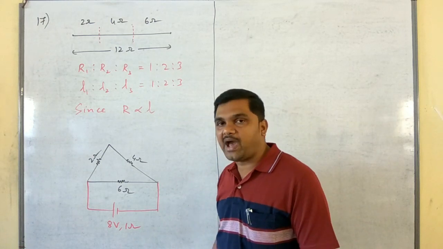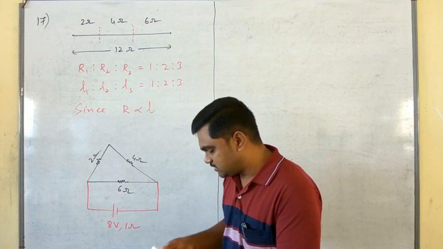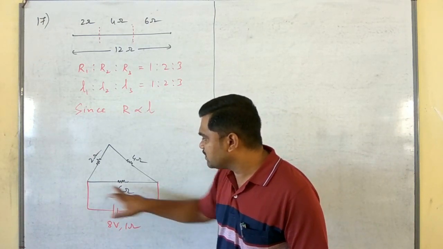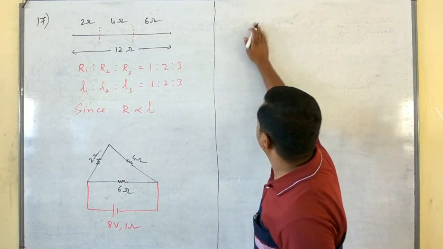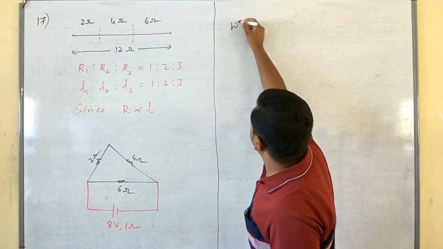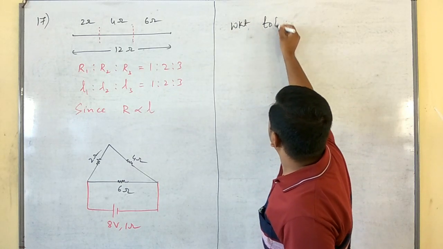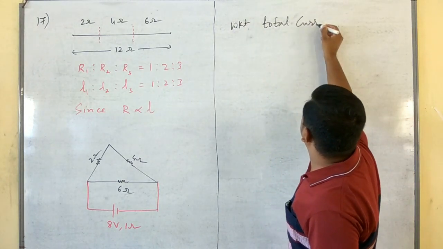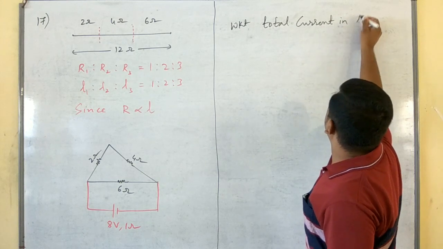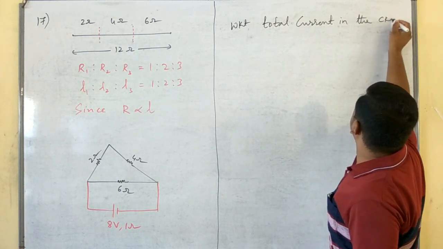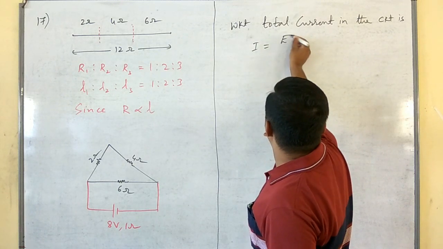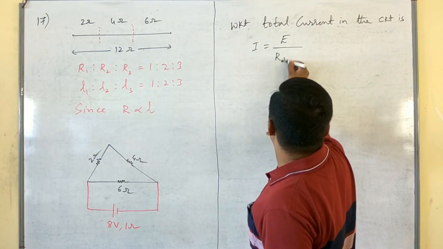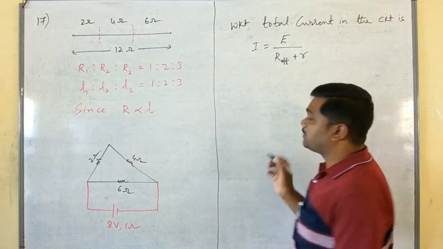These two are in parallel. So what is the terminal PD here? Otherwise, please see here. We know that the total current in the circuit is I is equal to E divided by R effective plus small r.